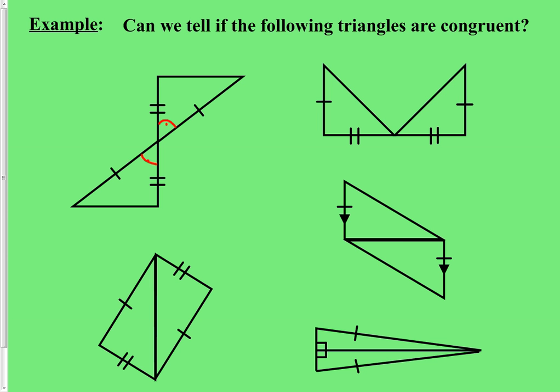Well, if that's the case, now we have two sets of sides congruent and we have one set of angles congruent. If they're in the right order, we can use side angle side. So are they in the right order? Is the set of angles positioned in between the two sets of sides that we do know? Yes, it is. We have a set of sides congruent, then a set of angles congruent, then a set of sides congruent. Side, angle, side. Can you tell if these are congruent?